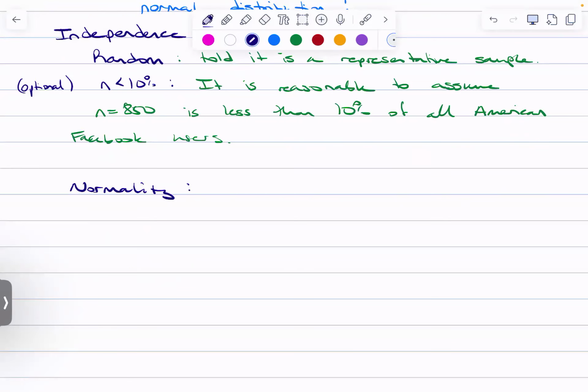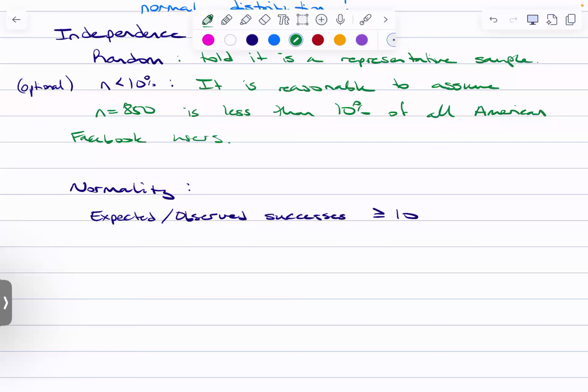What was the condition? I need my expected or observed successes greater than or equal to 10. Now that's a count of 10. Okay.